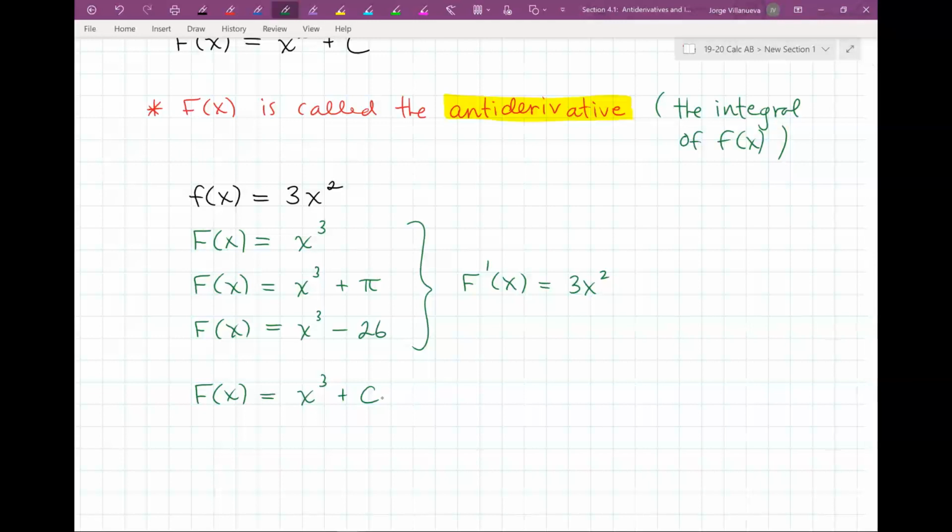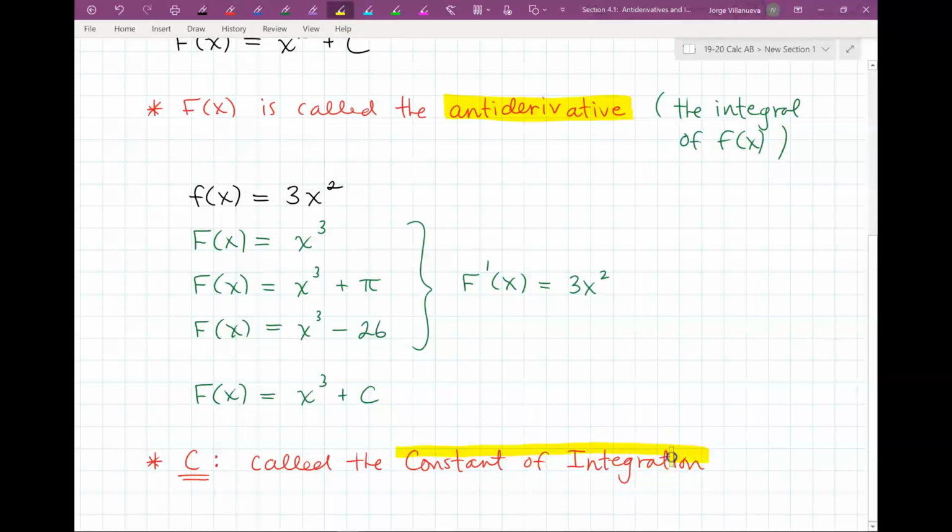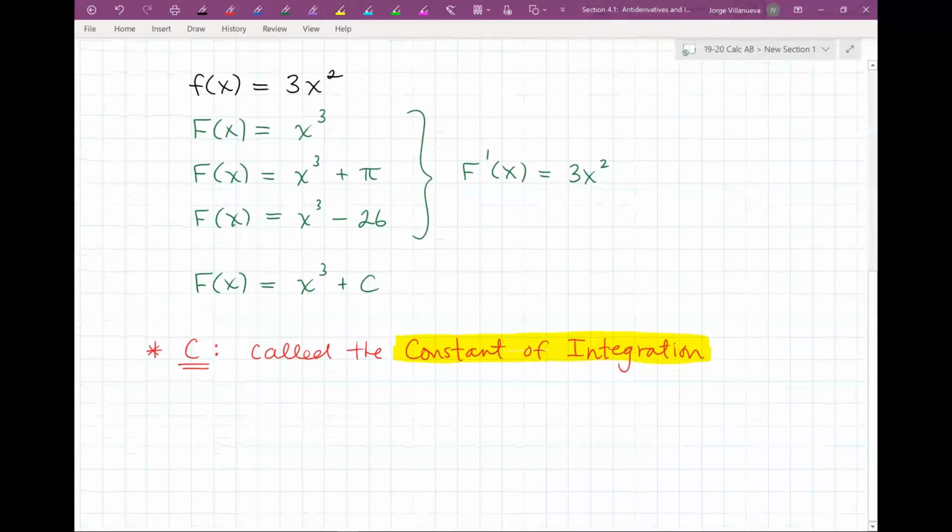So, real quick, the letter C is called the constant of integration. Okay, so that letter C is called the constant of integration. If it has a name, it's important, so don't forget to write it down. Okay?